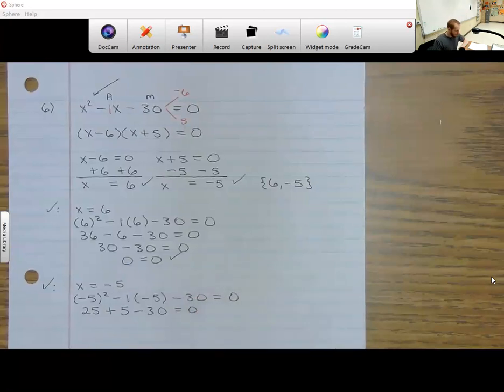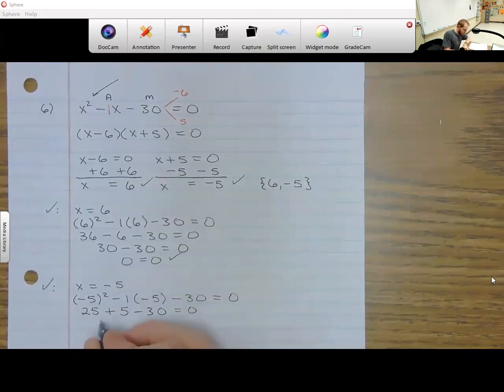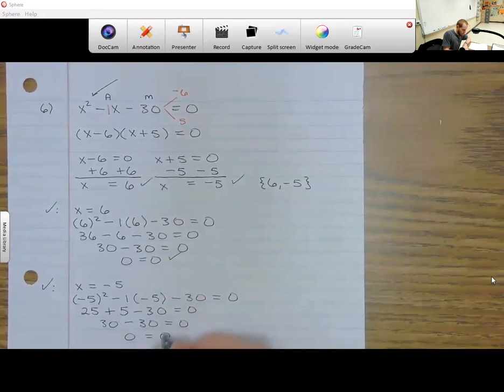Okay. 25 plus 5, I know that that's 30. I bring down the negative 30, and then that's going to get me to that 0 equals 0 that I want.